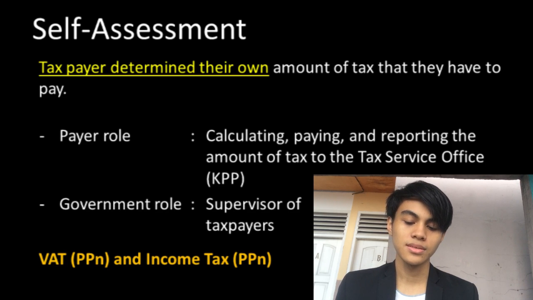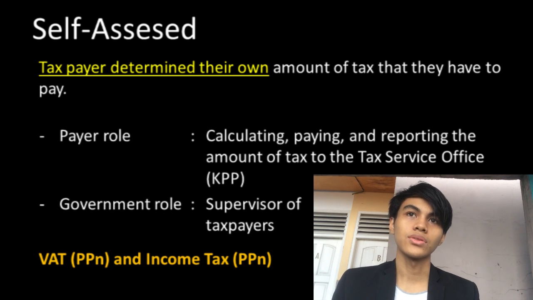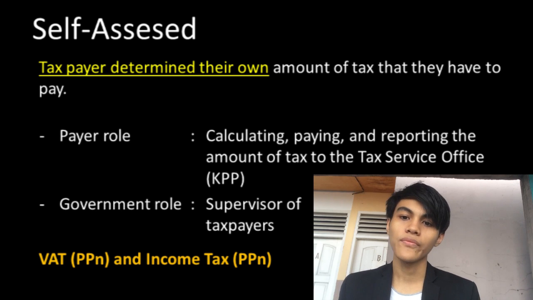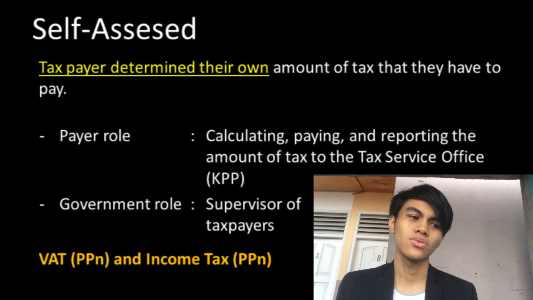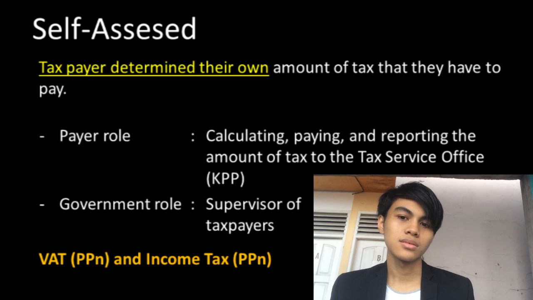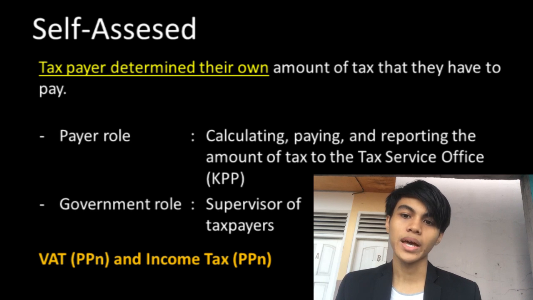The first one is the self-assessment system, or like I said before, self-assess. Taxpayers determine the amount of tax they owe themselves and report it to the tax authorities. The taxpayer here calculates, pays and reports the amount of tax they owe, while the government's role is simply to supervise the amount of tax and the taxpayer's activities in paying the taxes. Examples are the VAT, the value added tax, or in Indonesia, pajak pertambahan nilai, and also the income tax or pajak penghasilan.